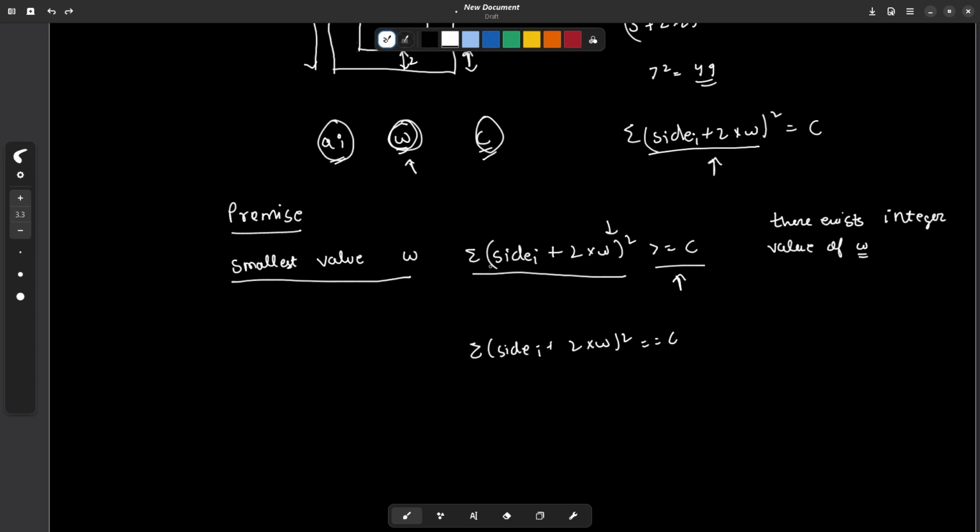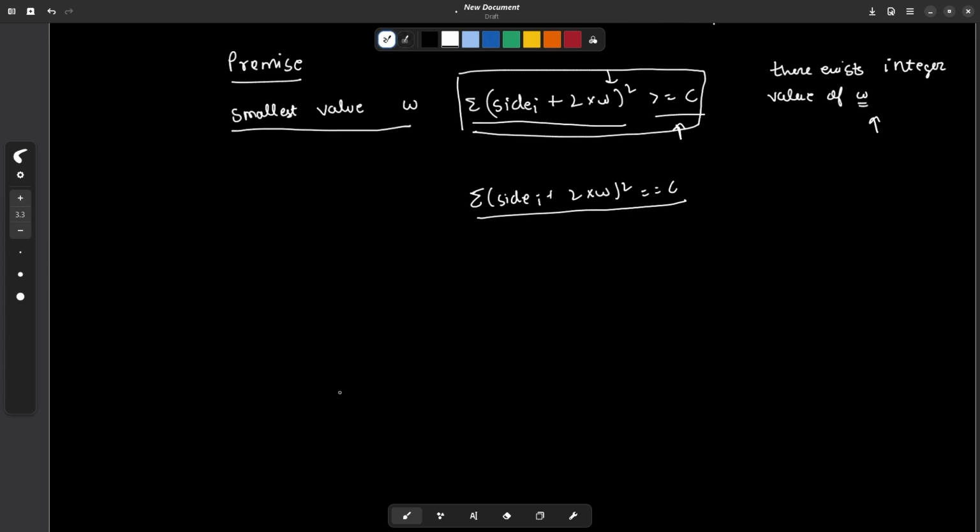Let me repeat it again. I am trying to find the smallest value of W such that this expression is satisfied, and they are also saying that there will always exist an integer value of W as an answer. So if I try to find the smallest value, I will eventually get a value which will satisfy this particular expression. And this is exactly what I want.